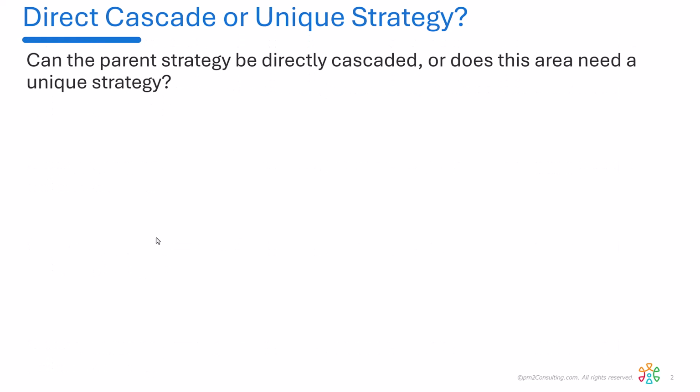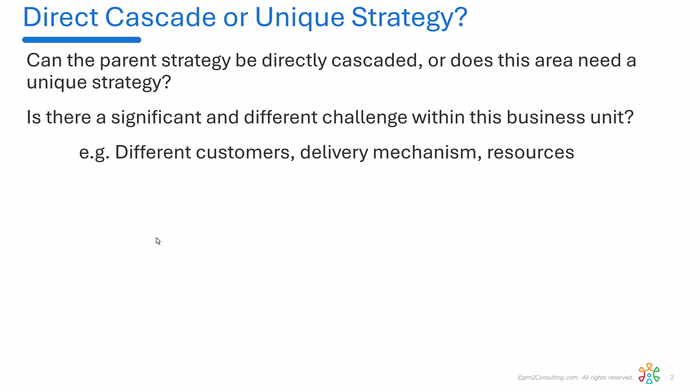In other words, with the business unit you're dealing with, can we just take the parent strategy and work it down? Or does this area have a unique strategy for itself? So the test, I think, is this. Is there a significant difference and a unique challenge within the business unit that's different than the parent? For example, if you have significantly different customers or customer segments, a significantly different delivery mechanism, for example through partners or co-partners, or significantly different resource requirements. Your workers are subcontracted or not, resource like cash flow constraints and so on.